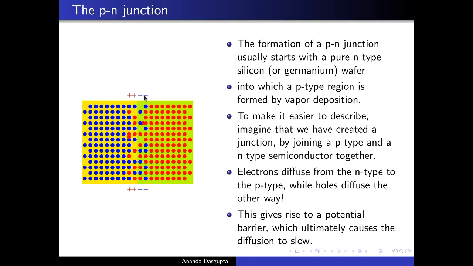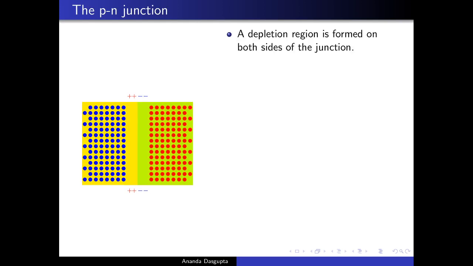And this potential barrier makes it more difficult for the electrons and holes to diffuse. Why? Because in order to diffuse, the electrons and holes will have to now overcome this extra potential which is preventing or trying to prevent them from diffusing over. So this causes the diffusion to slow down.